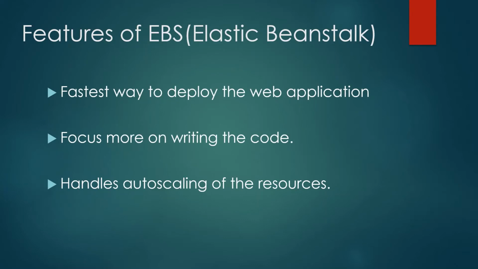So what are the features of Elastic Beanstalk? One is that it provides the fastest way to deploy the application. The second is that you can focus on writing the code. Without worrying about the configuration, the user can write the code, and it handles the auto scaling of the resources. Whenever there is a need, the EC2 instances and resources increase, and whenever the load decreases, the EC2 instances terminate.